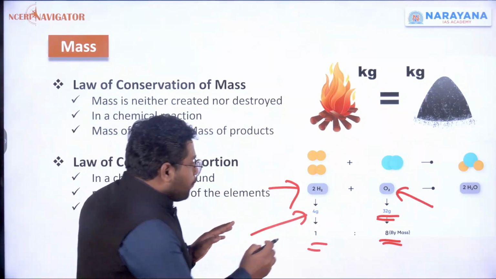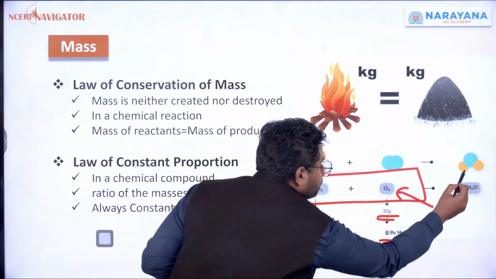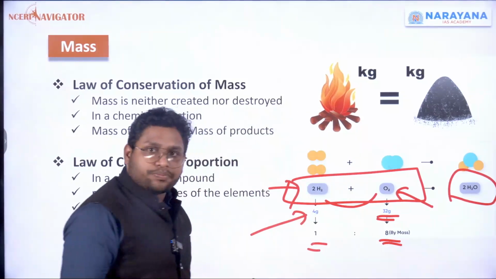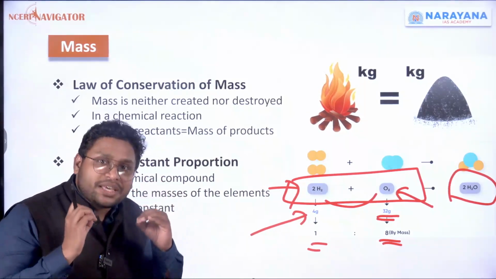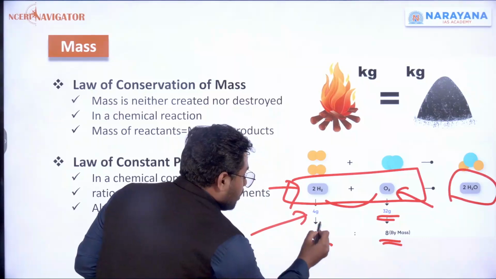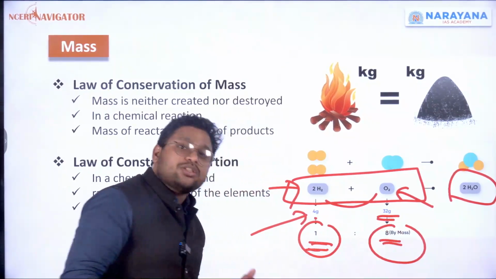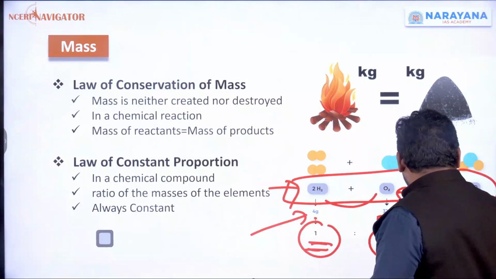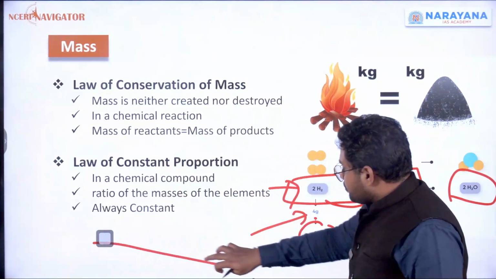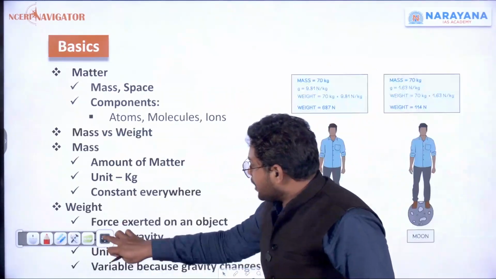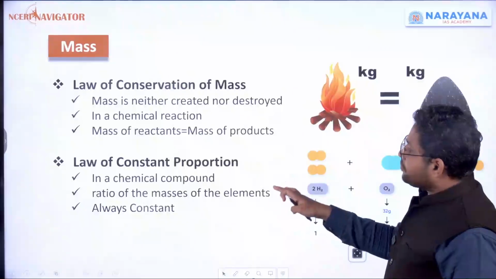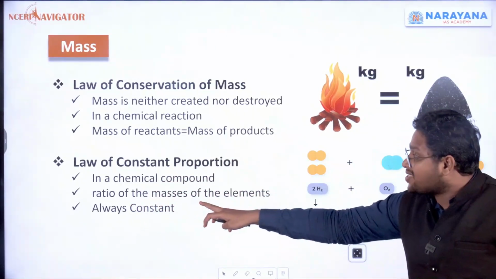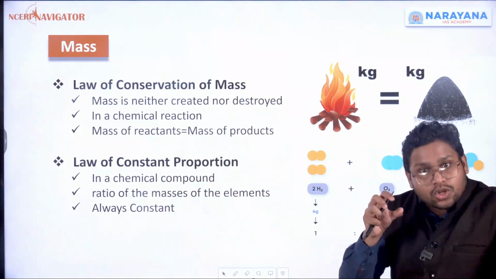Okay. So when you are taking two different elements and making H2O, you will see the same combination. So 1:8, 4:32 is 1:8. This ratio will remain the same. So in simple terms, we can say that in any chemical compound, the ratio of masses of elements is always constant.